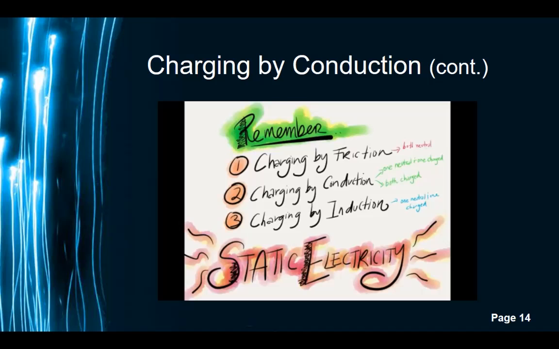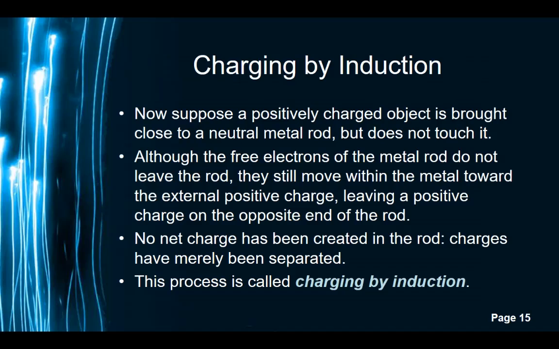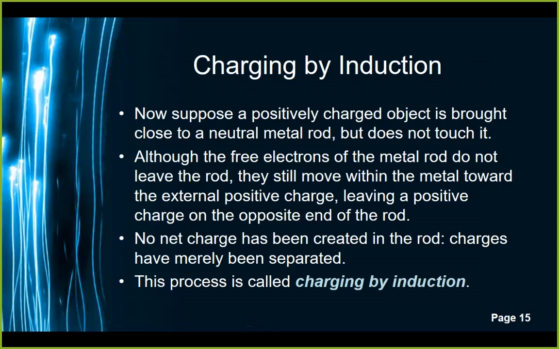So let's go ahead and finish up looking at how we can get static electricity by taking a look at charging by induction. In this particular instance, you have a positively charged object brought close to a neutral metal rod, but it does not touch it. That's a big thing. Conduction is by touching. This will not touch. And although the free electrons of the metal rod do not leave the rod, they still move within the metal towards the external positive charge. And this leaves a positive charge on the opposite end of the rod. So you're building up charge in different places.